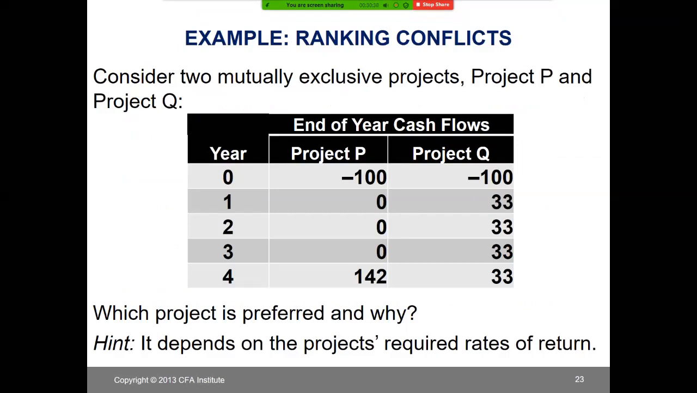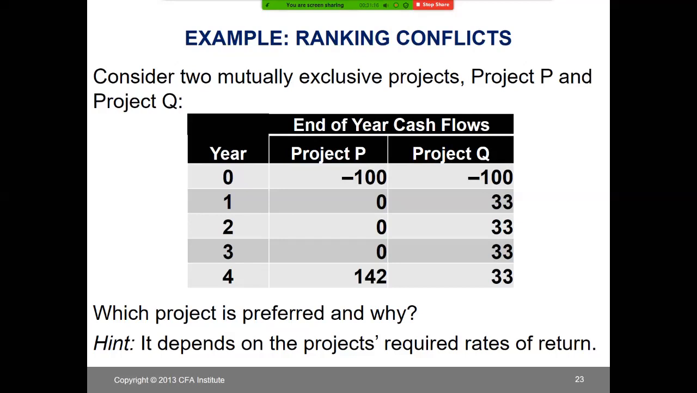Here, consider two mutually exclusive projects, Project P and Project Q. As you can see, in Project P, for the first 3 years our cash flow was 0, so we didn't generate anything. But in Project Q, all of the cash flows are fixed at the same amount. So which one to choose? If you sum them, 33, 33, 66 plus 66, 132. So which project would you choose?